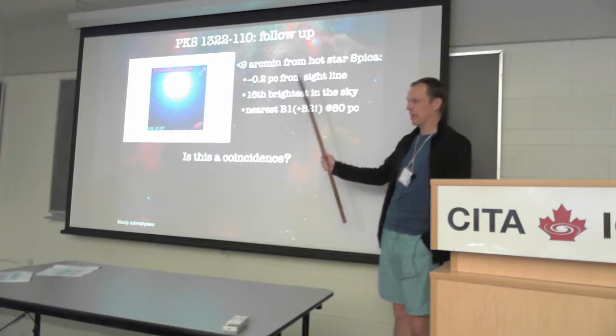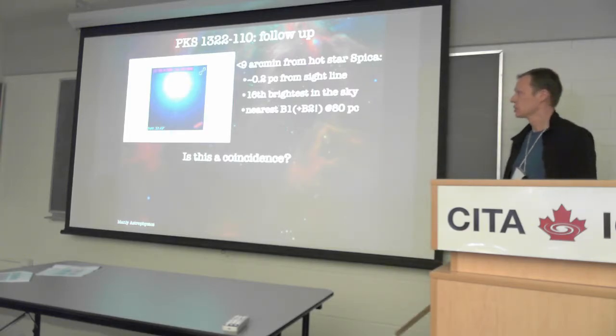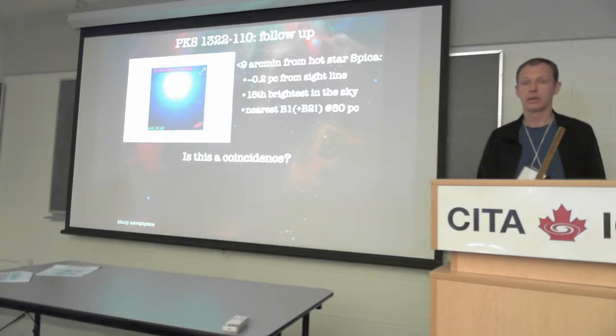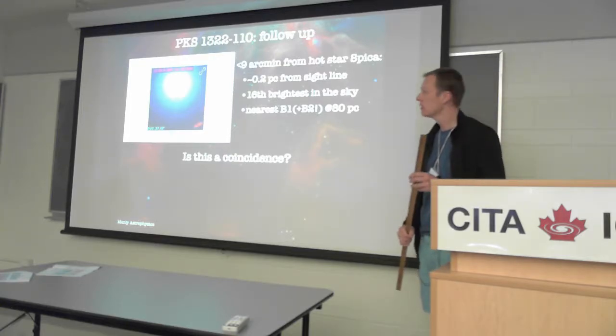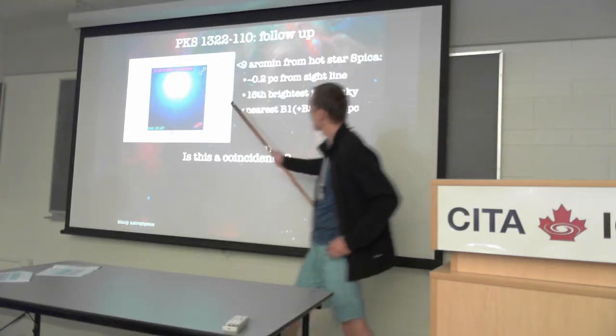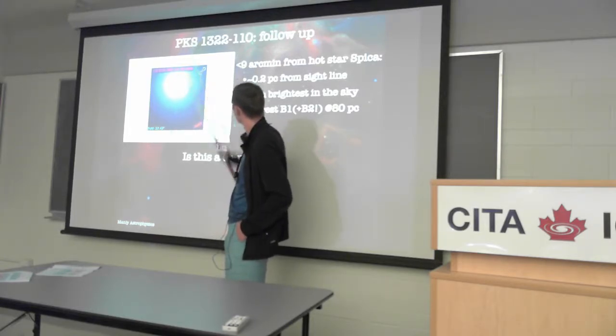And we find them near another quite rare object. So is that a coincidence or not? So the circle there is not the size of Spica, is it? I hope so. So that's 9 arc minutes here. So that is the PKS, and that's Spica.